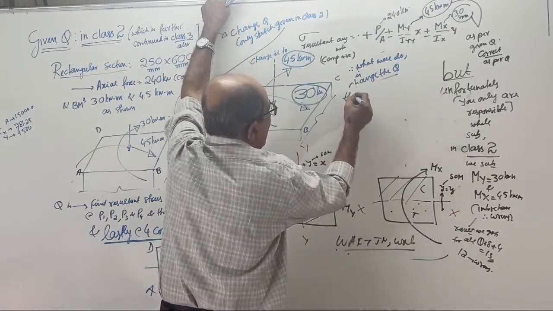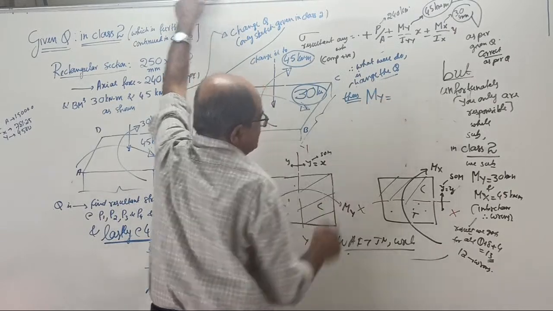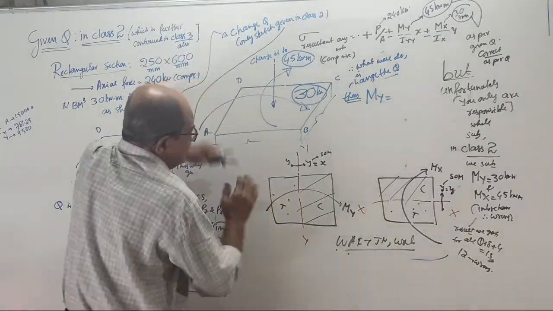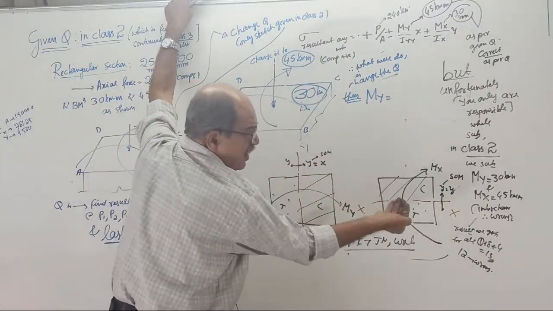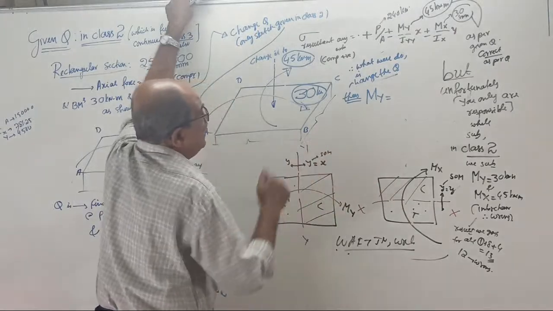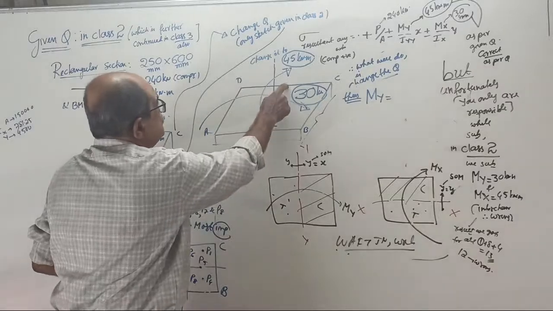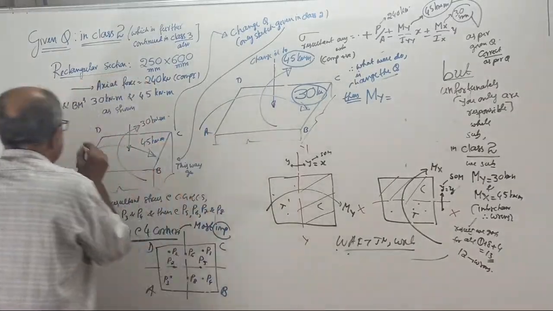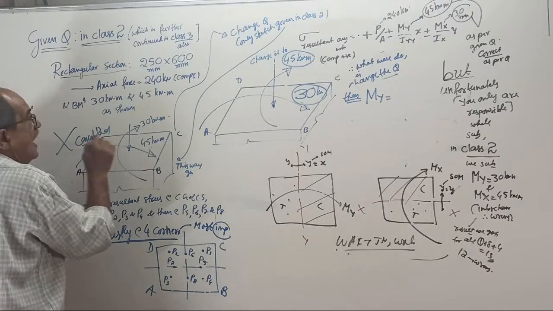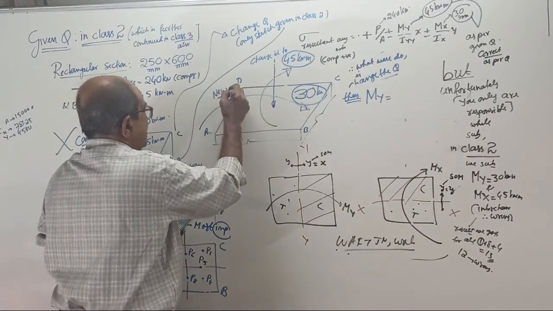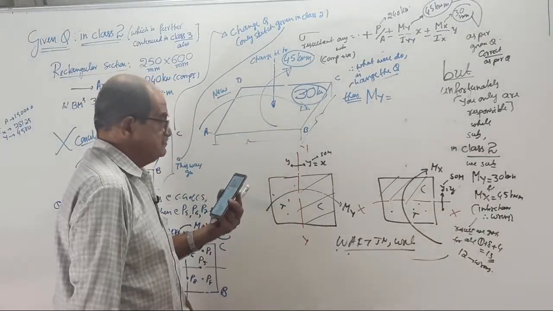Then after the change, tell what is my first. See there, my is like this only. Tell what is my first. If you use this sketch, not that sketch, this sketch is cancelled, and a new sketch is given here. What is my now? Tell me.